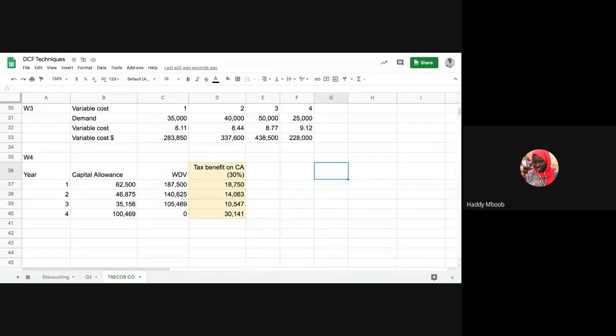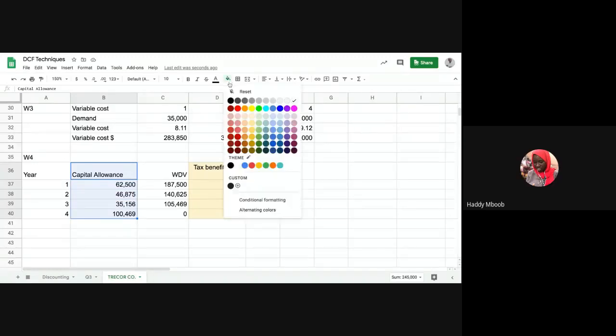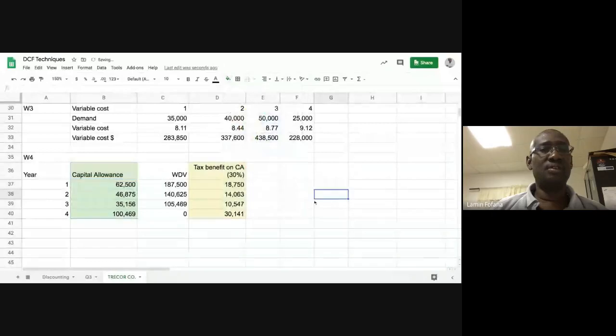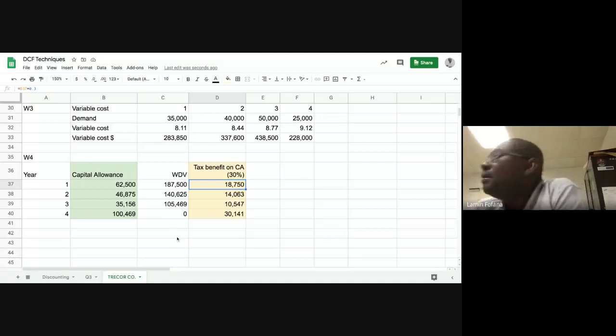Sorry, Mr. Fofana. Can you please come again on how you get this? The figures in the tax benefit column, please. Yes, the figures in the tax benefit column are the tax rate on the capital allowances. So these are our capital allowances. Oh, okay, thank you. I was using it on the written down value. Yes, so you apply 30% on the capital allowances. The written down value is not important anymore. It only allows you to calculate your capital allowance. So that's the way to go.